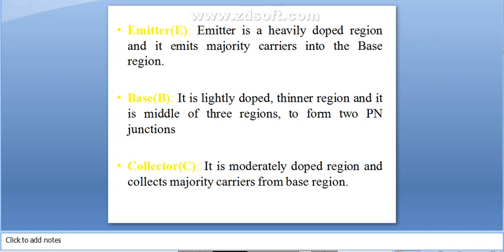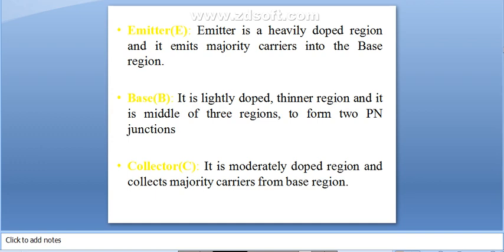The first is the emitter region, the second is the base and the third is the collector region. The emitter is a heavily doped region, and it emits majority carriers into the base. The base is a lightly doped and thinner region, and the collector is a moderately doped region. The collector collects the majority carriers from the base region.